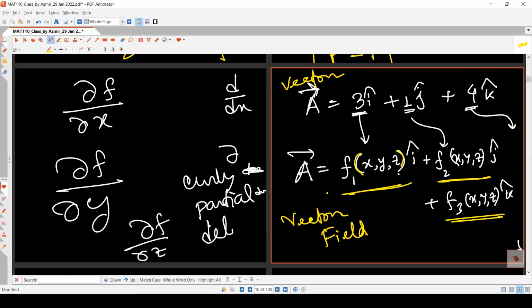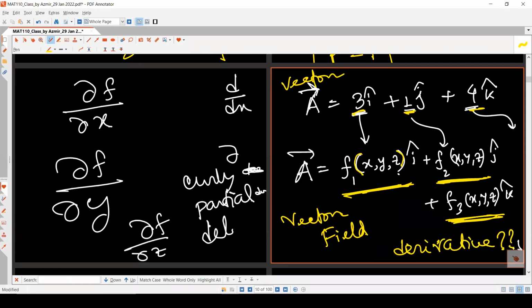So here you can see that instead of constants, we have some vectors where we have functions. So we need to know how we can find the derivatives for these vector fields.